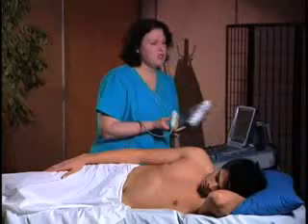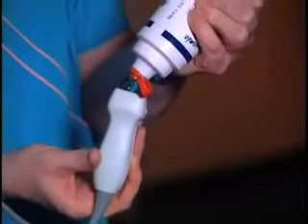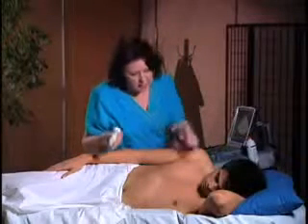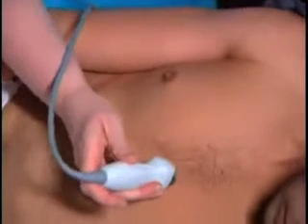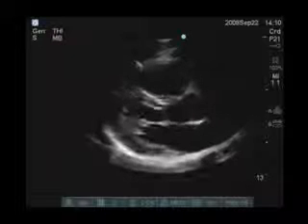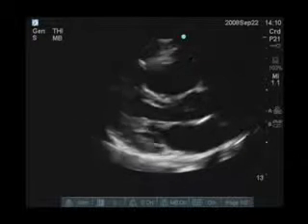So once we have the orientation figured out, we're going to put a little bit of gel on the transducer. And we're going to find where the sternum is. And just move a little bit left of the sternum, looking for the 4th to 6th intercostal space. And that should put you at least in the ballpark area for where you're going to find the parasternal long axis view of the heart.